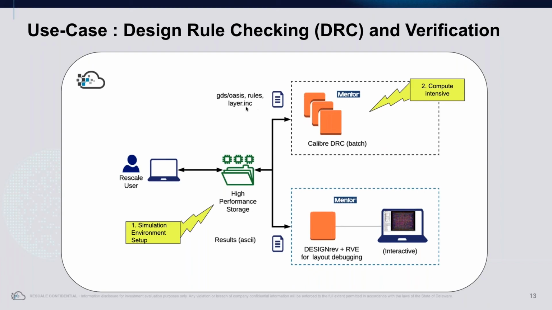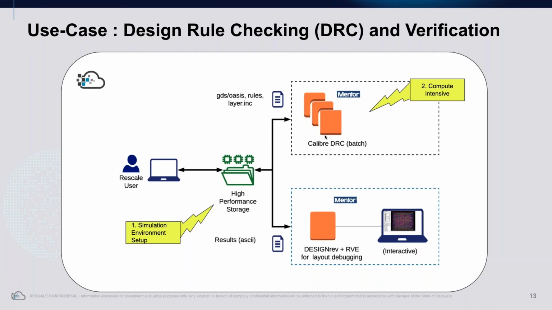So essentially, you bring your layout files and your rules files, and then here you can run Calibre DRC. Now this process, depending on your problem, can be right-sized, right? So you can either run this across multiple cores of a node, or if you have a really large model, then you could also use multiple nodes and scale. So running this using the infinite capacity of cloud solves a key bottleneck.